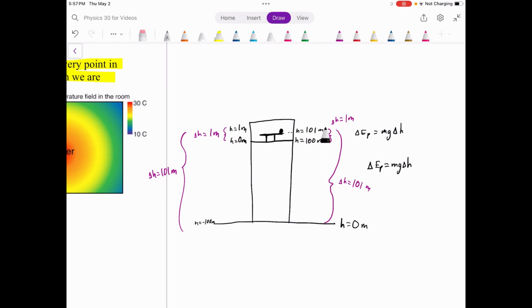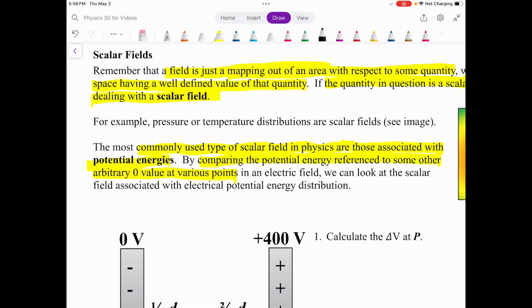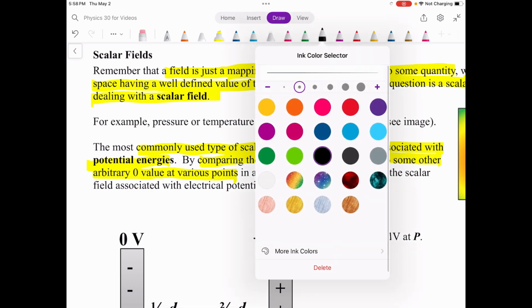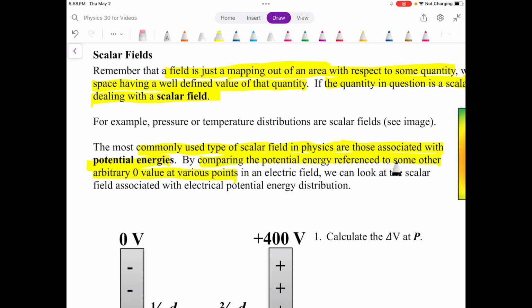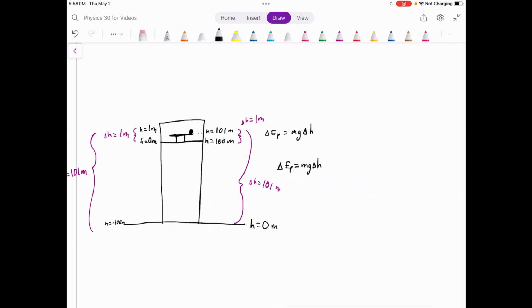Okay, and then again, these are all about differences between potential energies at given points. And so what these scalar fields in terms of potential energy are talking about here, right? When they say by comparing the potential energy reference to some other arbitrary 0 value at various points, all that means, to think about it with gravity at first here, is we pick a place to call 0. So maybe let's go with yours. We're going to say this height is 0. Okay, and then we just map out, compared to that place, what would be the change in potential energy to go from here to here?